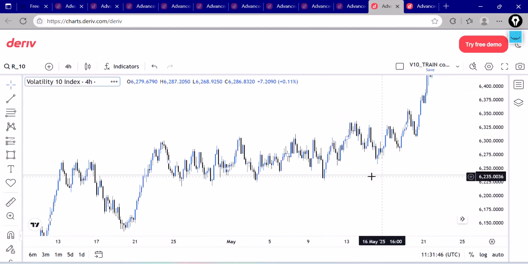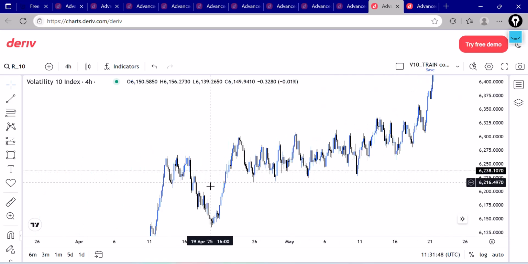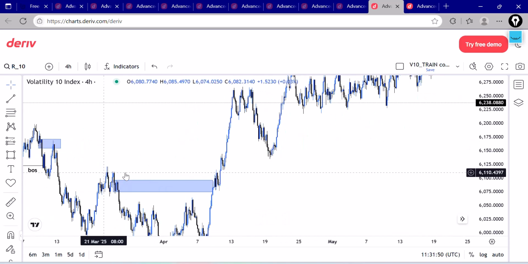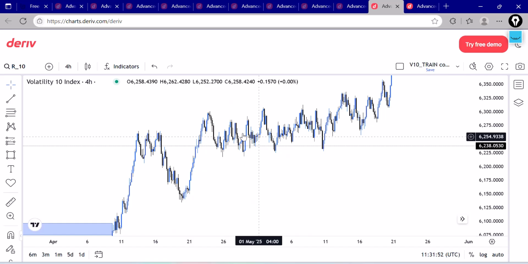Okay, so there was also a change in market structure here. There was also a change in market bias. There was a change of character here, so the market started moving upward.